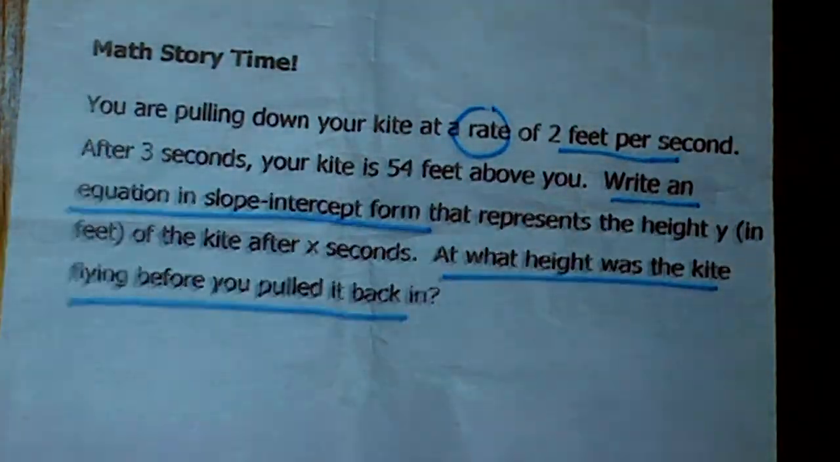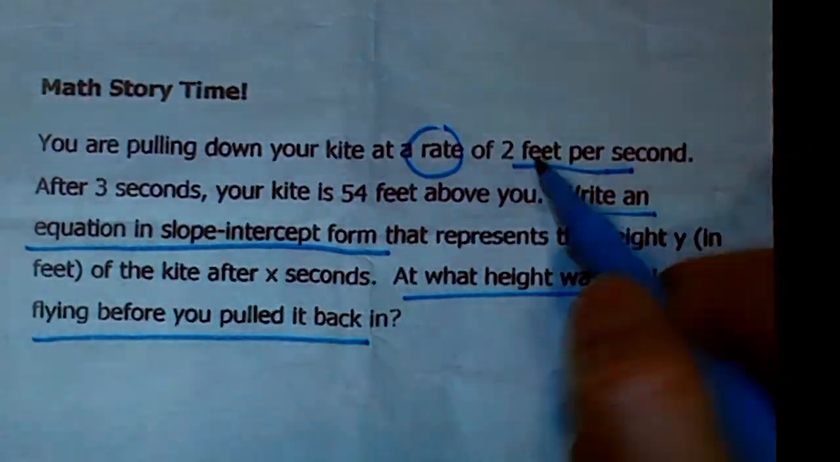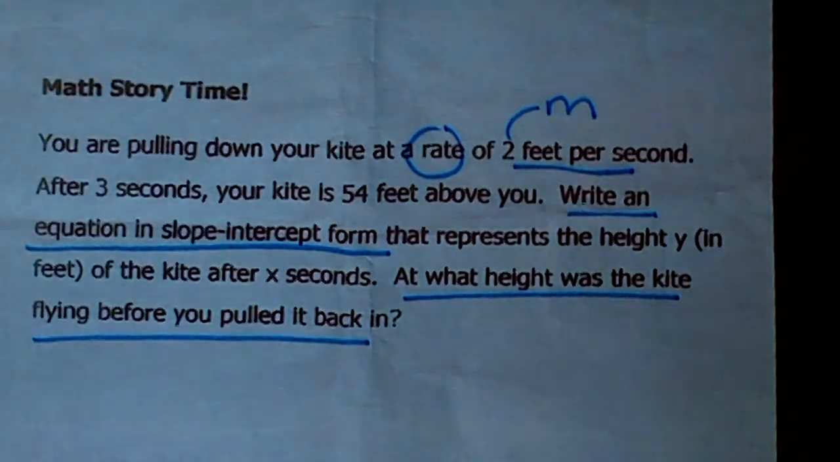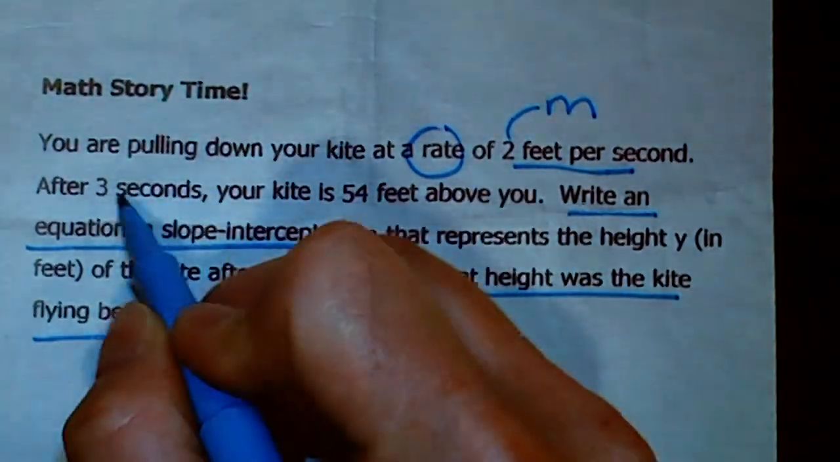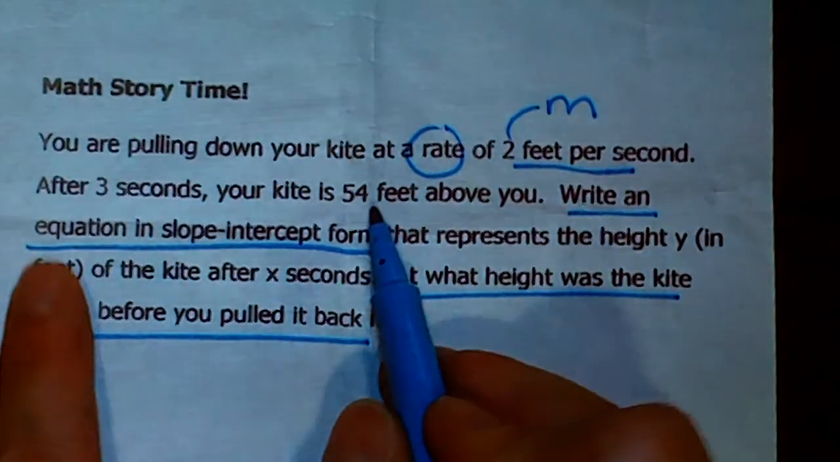Rates are slope, right? Slope is the rate that it's going up or it's going down. So this right here means m is equal to 2. You're also told that after 3 seconds, your kite's 54 feet above you. You might not recognize it now.